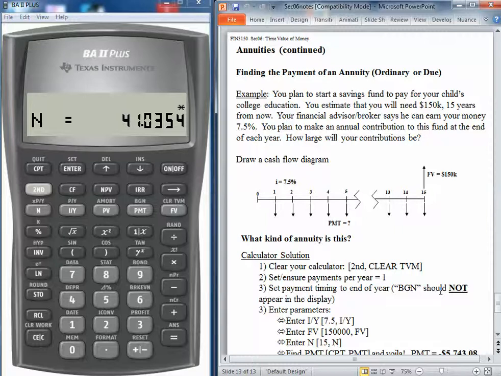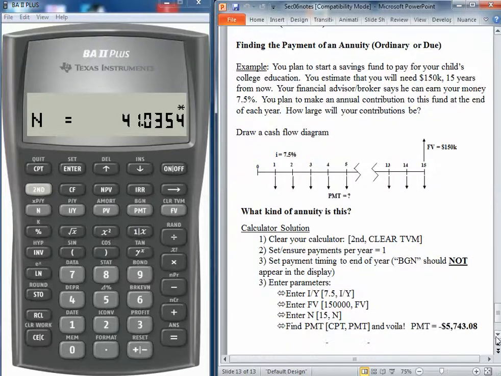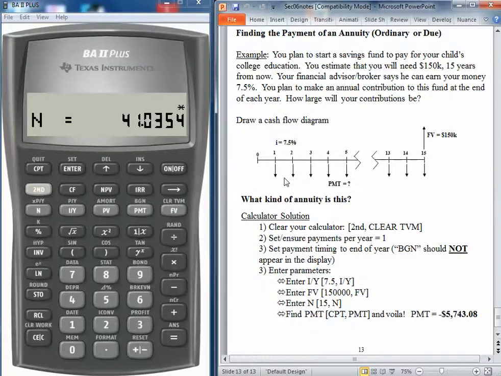So now, rather than solving for the number of payments, we're going to solve for the size of the payment, knowing that we have 15 years in order to reach this goal. Once again, it's still an ordinary annuity because the payments occur here at the end of every period. This time we're going to be solving for the size of the payment. We know we have 15 years, so we're going to clear time value of money.